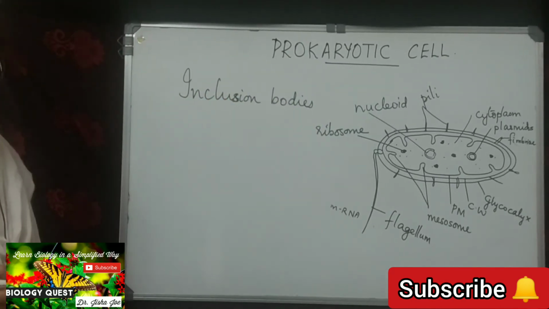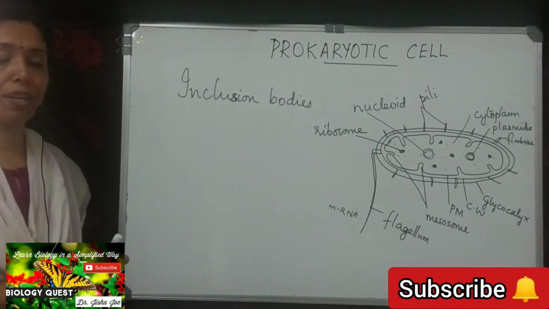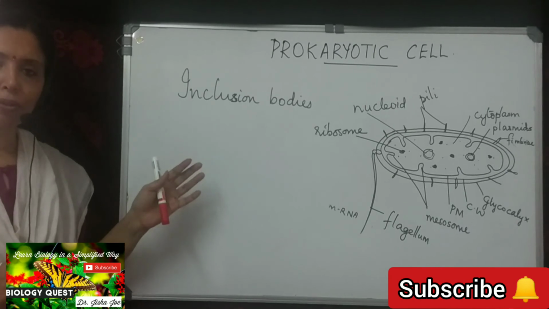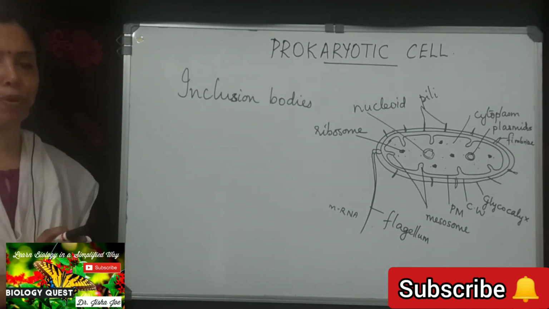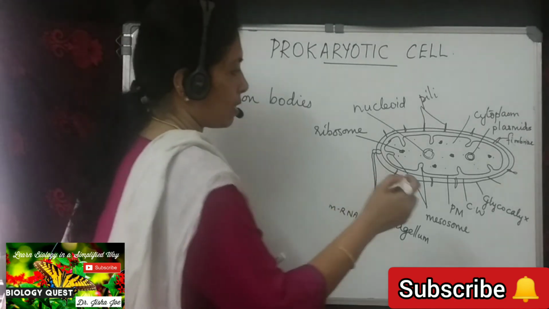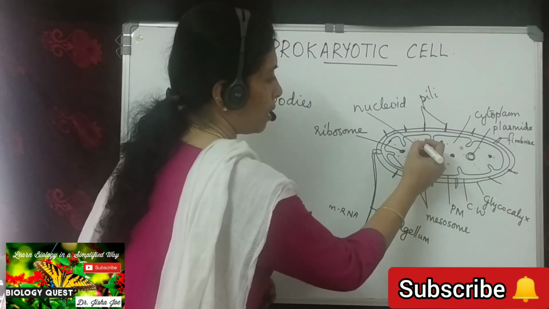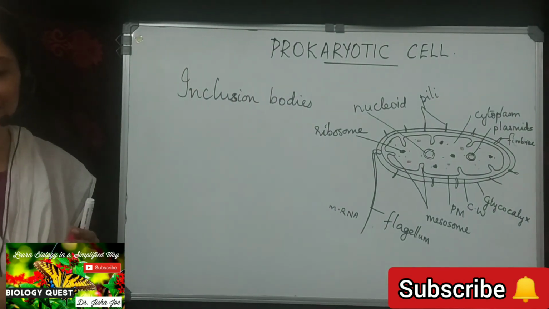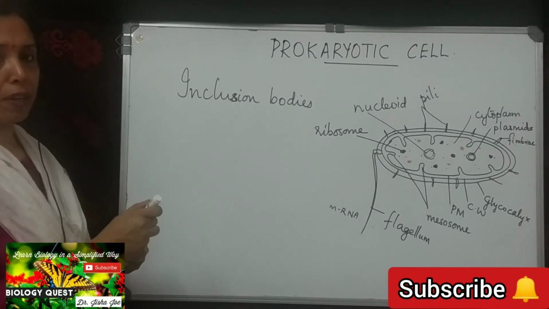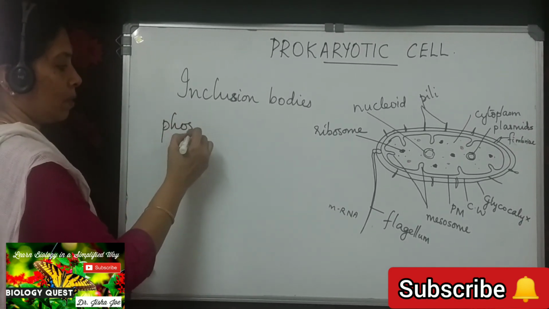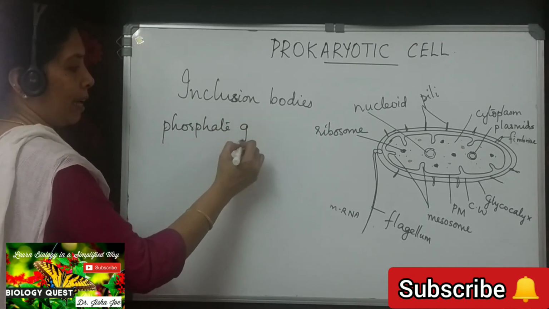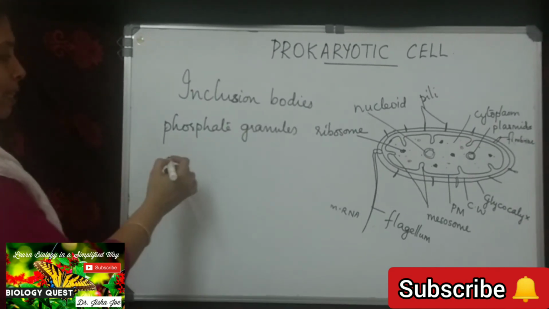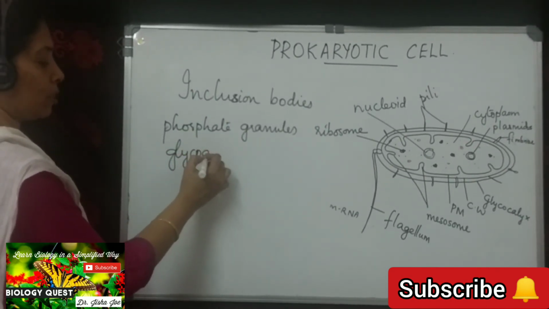Reserve materials in the prokaryotic cells are stored within the inclusion bodies. They are not bounded by any membranes, but they are present in the cytoplasm. They are found freely in the cytoplasm. They store the reserve materials. Examples of inclusion bodies are the phosphate granules, cyanophycin granules, glycogen granules, all these are examples of inclusion bodies.